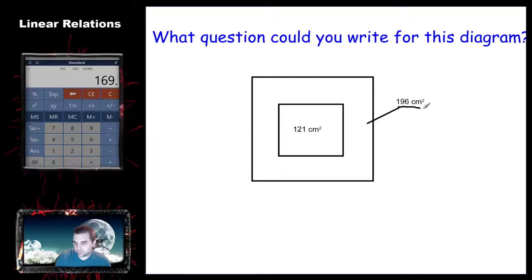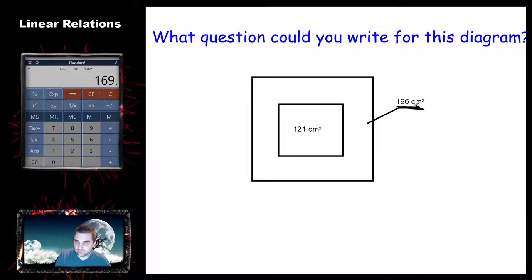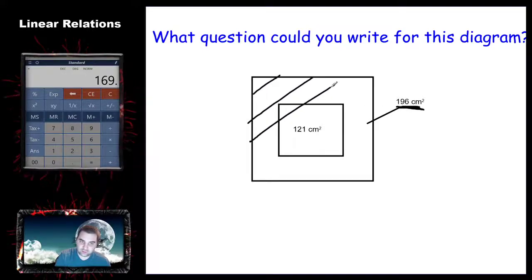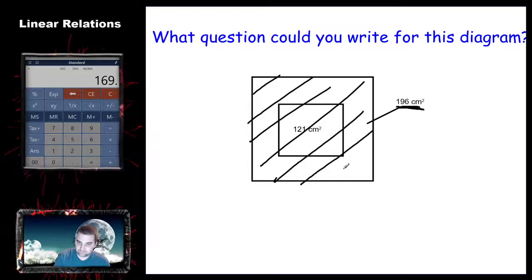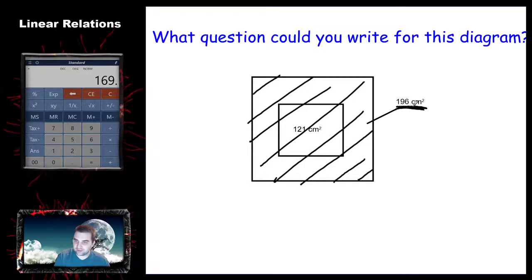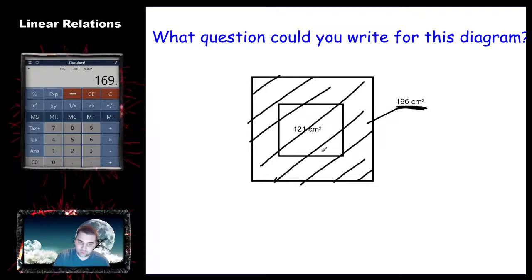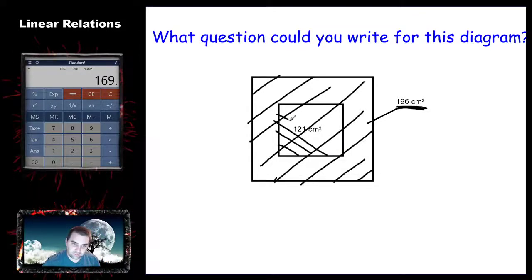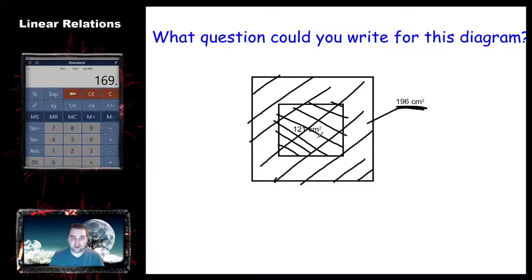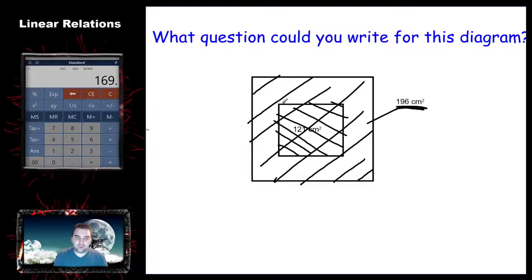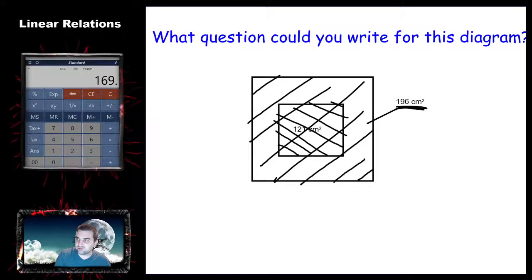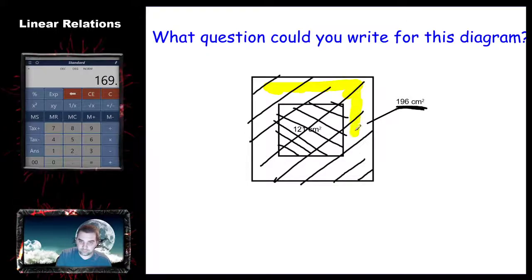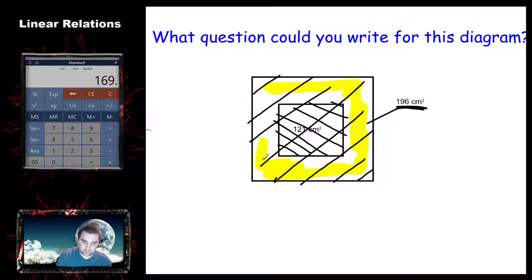Is this 196 including the 121? I think it is. I think that this 196 centimeters squared is all of this. Okay? So assuming that this 196 is all of that, and then the 121 is this, the cool kind of question I could ask is figure out the area of just this part right here. And it's not that it's super challenging, it just makes it a little more fun.